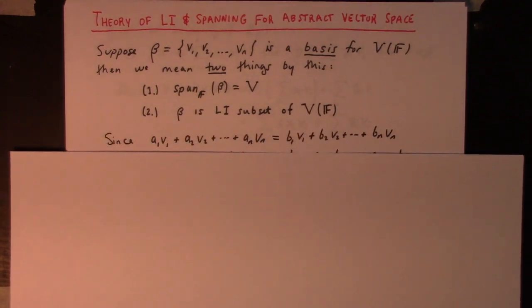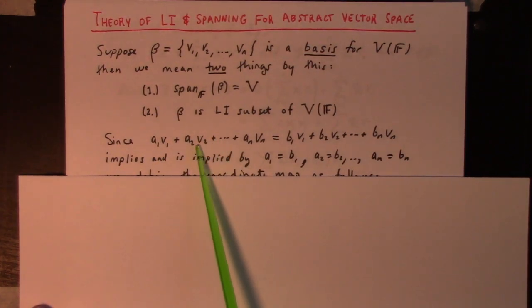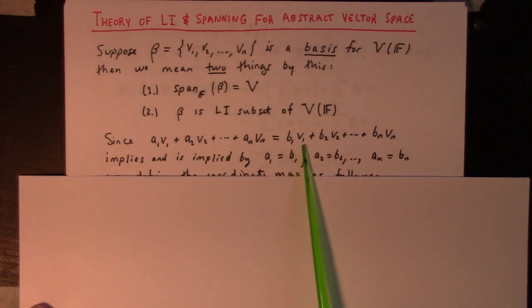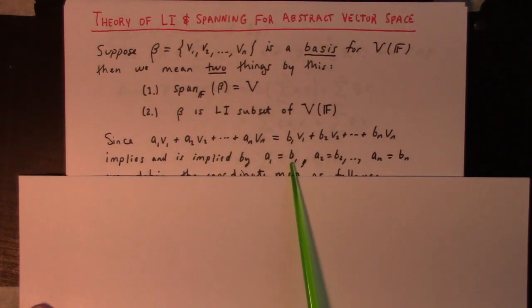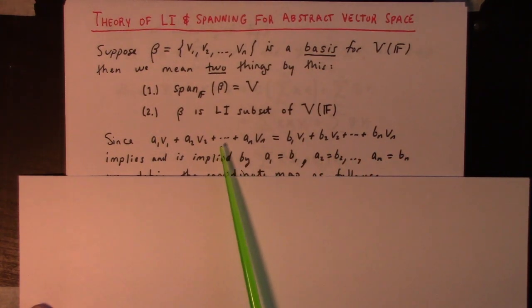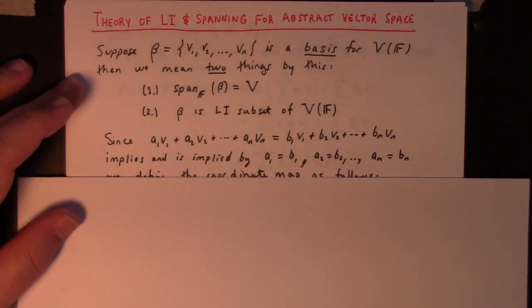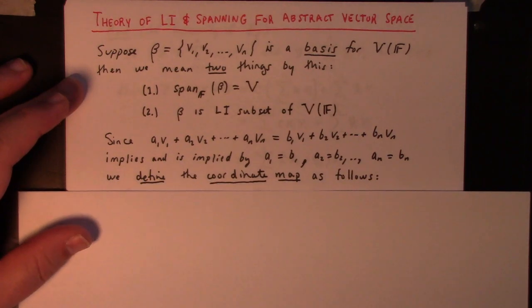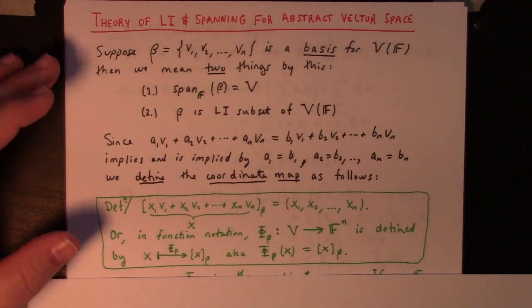All right. And furthermore, because we know that linear independence has the equating coefficients property, right? If we have a1v1 plus a2v2 plus and so forth equals b1v1 and so forth, well, that's true if and only if a1 equals b1, a2 equals b2, an equals bn, right? So that means then that if you can find the coefficients with respect to the decomposition of a vector with respect to the basis, then we can define the coefficients as giving us the coordinate map, right?